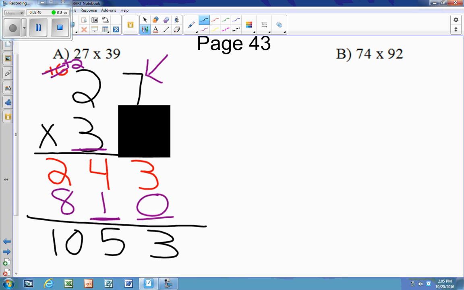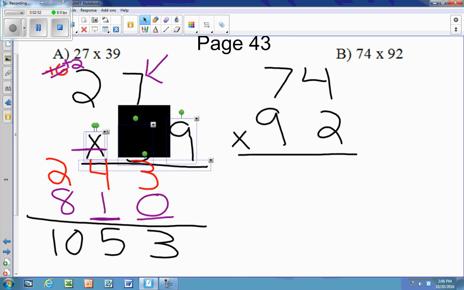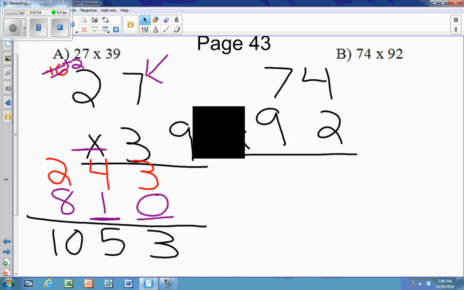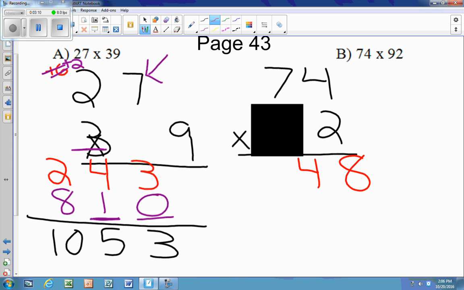I'm going to try another one. We're going to multiply 74 times 92. So the next thing that we're going to do is take our post-it note and move it on top of that 9. So now we move that on top of the 9. So we're going to start multiplying. And when we start multiplying, we go at the ones place. 2 times 4 is 8. And then 2 times 7 is 14. There's no place to carry the 1, so now I bring it down.